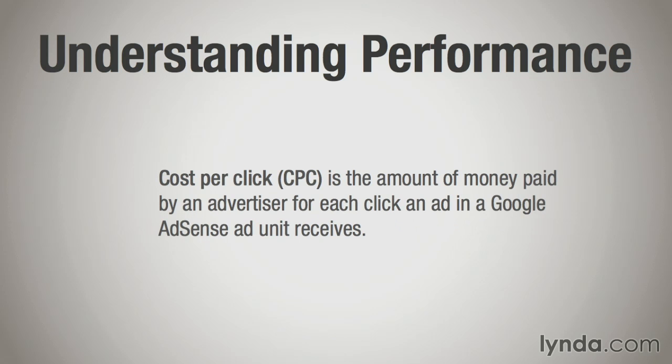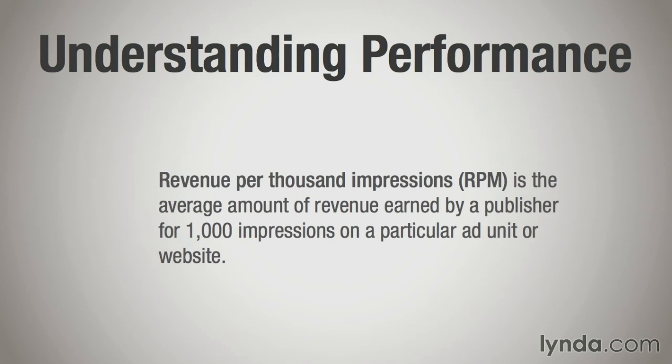Cost per click is the amount of money paid by an advertiser for each click an ad receives in a Google AdSense ad unit. So every time somebody clicks on an ad on your website, an advertiser is paying a certain amount of money for that specific click. So when we take a look at the performance reports within Google AdSense, we can see what our average cost per click is. Revenue per thousand impressions, also known as RPM, is the average amount of revenue earned by a publisher for 1,000 impressions on a particular ad unit or website.